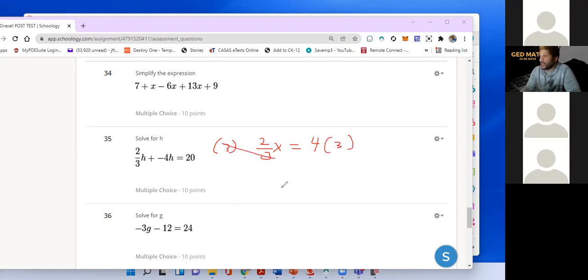And then the 3's cancel here. You're going to have 2x equal 12. And then what's my last step? Divide both sides by 2 to get the x by itself. We get x equals 6. So that's exactly right. Now, what she did was she did 2 steps.